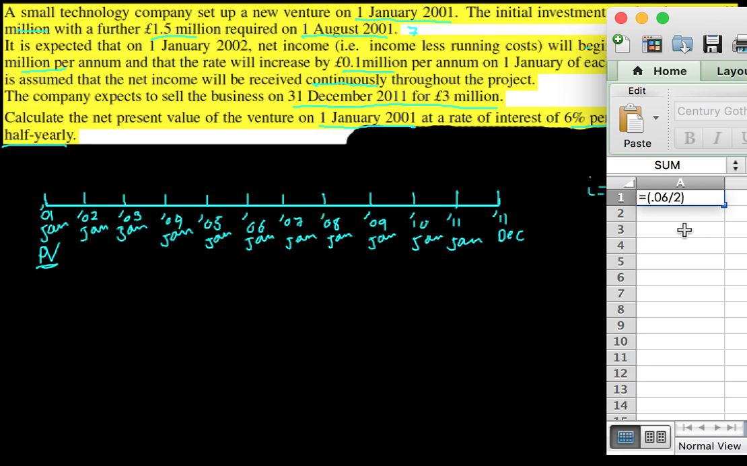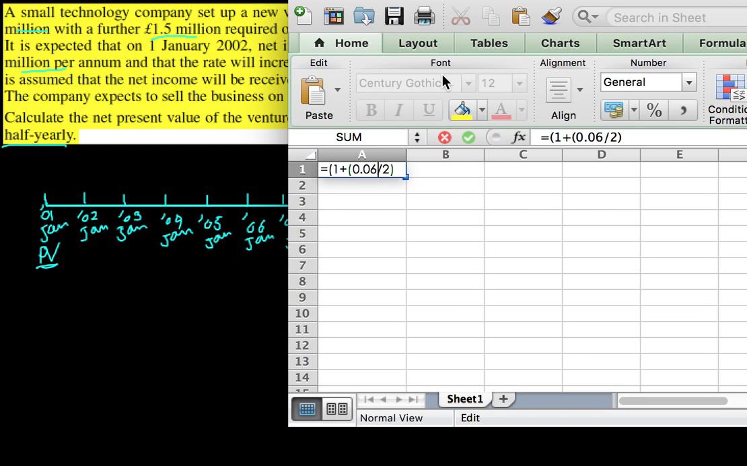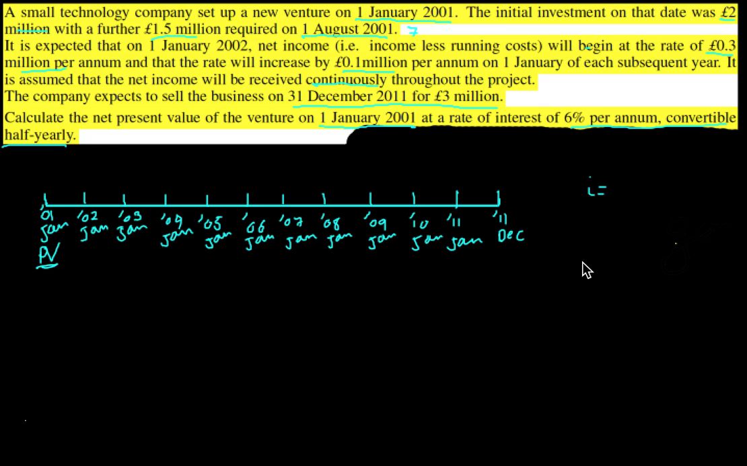that's going to be 0.06 divided by 2, it'll be 1 plus 0.06 divided by 2, to the power of 2, minus 1, which is the annual effective interest rate. Okay, and so then let's just work out what's going on over here.